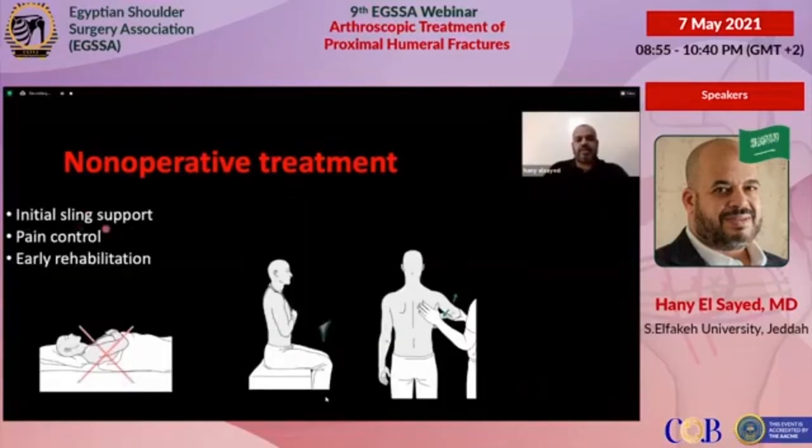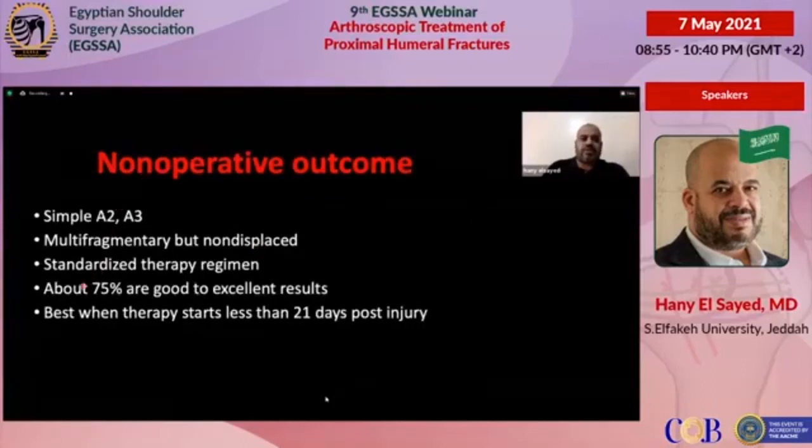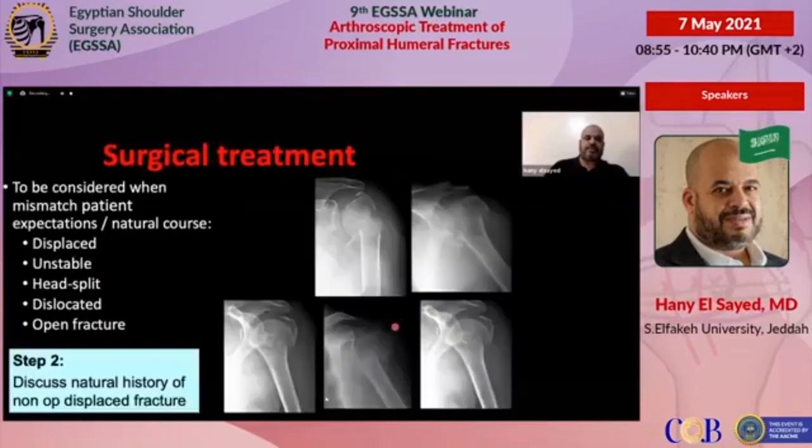What is the protocol? Initial support and pain control and early rehabilitation. This is an important issue, early rehabilitation. This is the Neer protocol for rehabilitation, which has 3 phases. I will start physiotherapy after 3 weeks. It's my recommendation, and I think there is a lot of confusion about the time to start physiotherapy with conservative management. Functional outcome is about 75% good to excellent results with physiotherapy started less than 21 days post-injury. Surgical treatment is considered when there is a mismatch between the patient expectation and the natural history.